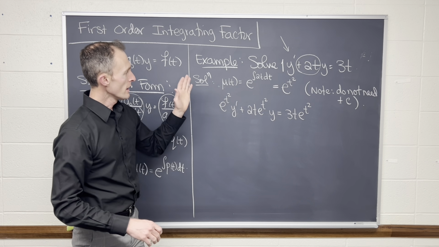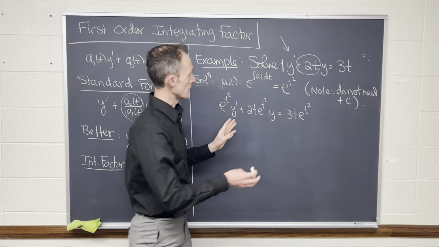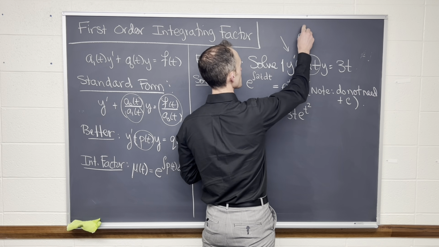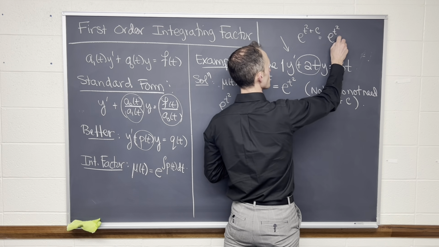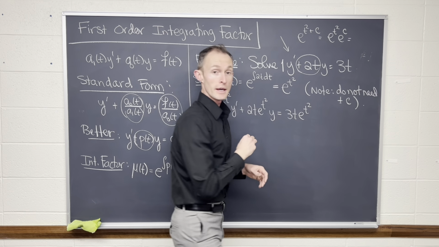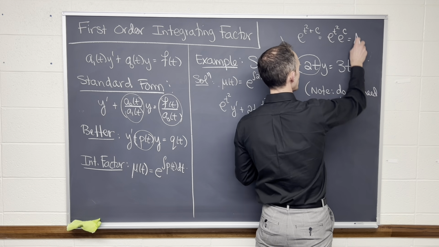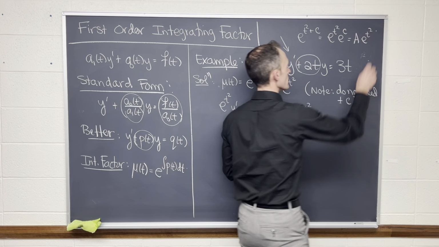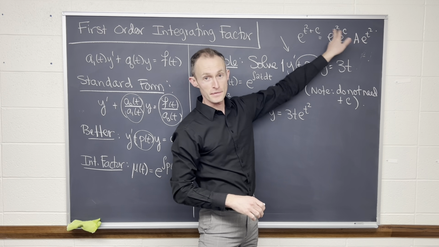Okay? So here's why I didn't need a plus c. Let's pretend I had a plus c there. What would e to the t squared plus c look like? Well, that looks like just exponentiation rules. Tells me it looks something like that. And e to the c is just a constant, so I'll call it something else. So I'll call it a, e to the t squared. Okay? So again, the a is only there because if I did have a plus c.